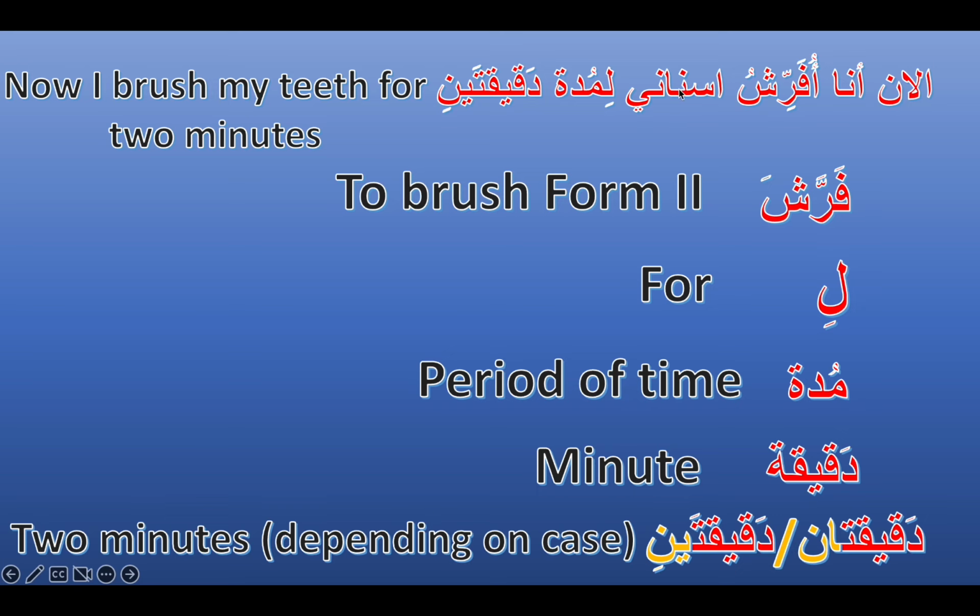الآن أنا أفرش أسناني لمدة دقيقتين. So فرش is form 2, so in the present it's أفرش. لِ means for. مدة is period of time. So when you want to say for a period of time, you say لمدة. دقيقة is minute. And when we want to say 2 minutes, we need to use the dual, which I explained in a previous video. So دقيقتان or دقيقتين, depending on the case. Now in this instance, it's going to be دقيقتين because it comes after لمدة. I'm not going to explain the intricate rules now, but just know that after لمدة, it's going to be دقيقتين. So use this form of the dual.